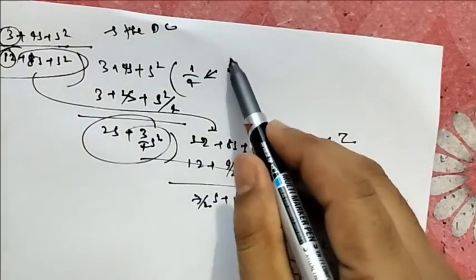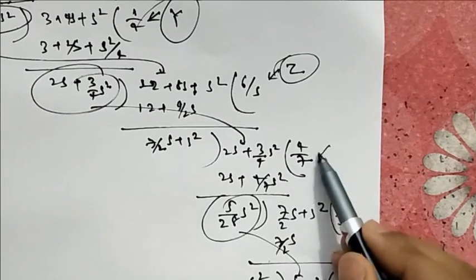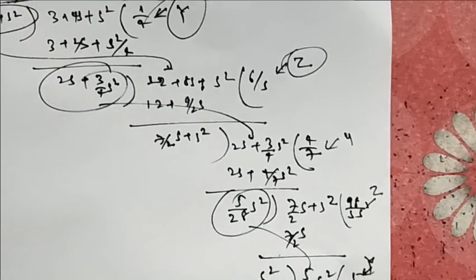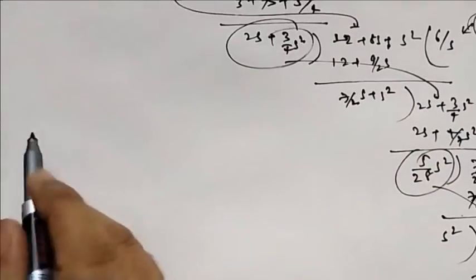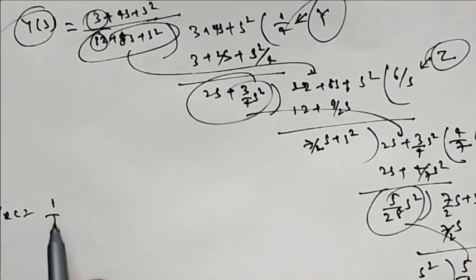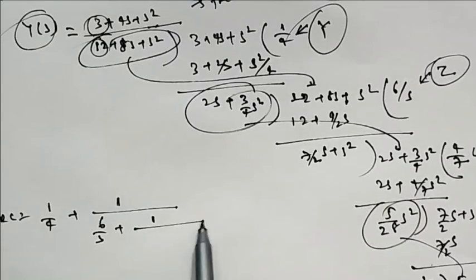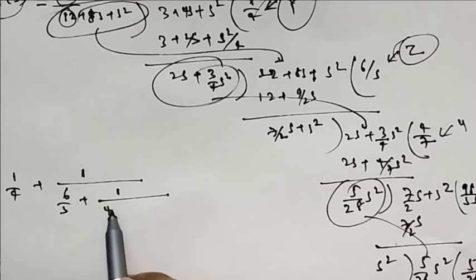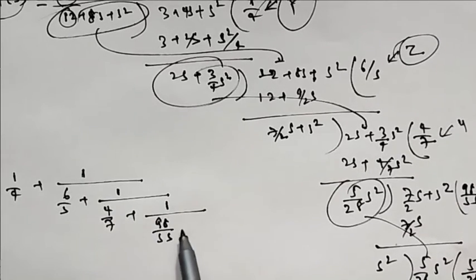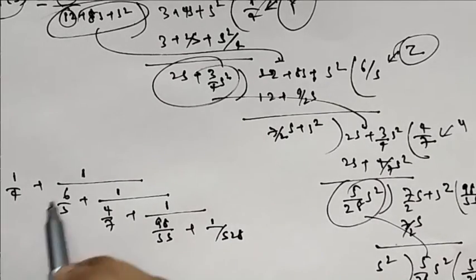Now we got the first term y, then z, then again y, then z, and then y. These are the terms that we got. Now let me write the Cauer 2 form Y_RC is equal to, the first term 1 by 1/4 plus 1 by 6/s plus 1 by the second last 4/7, then the next term 1 by 98/5s plus 1 by 5/28. So these are the values that we got.